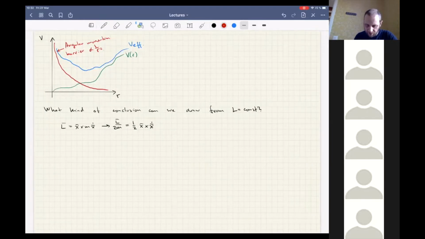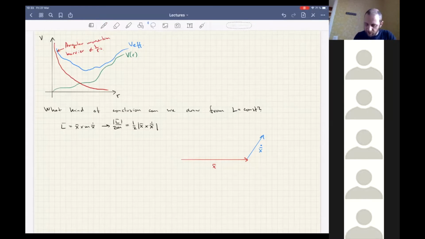Well, if I have my vector x like this, and I have x dot there, what is the cross product of these two? Or rather, what is the geometrical interpretation of the cross product? Well, if I take the absolute value of both sides, the absolute value of the cross product is the area spanned by these two vectors.